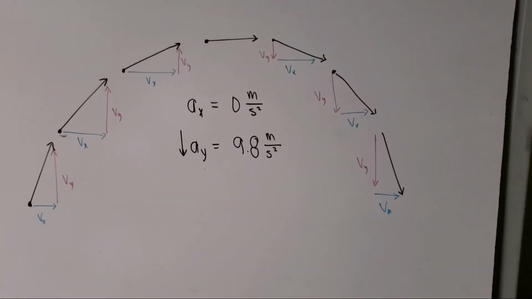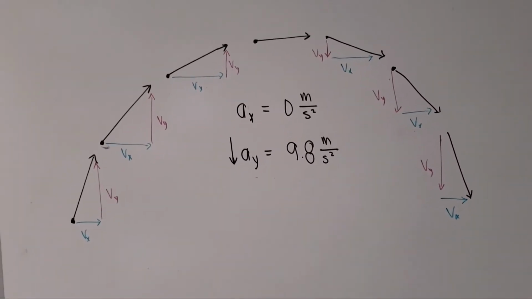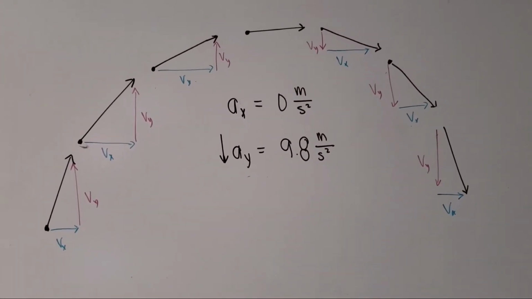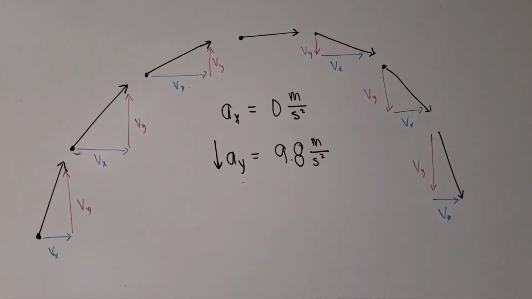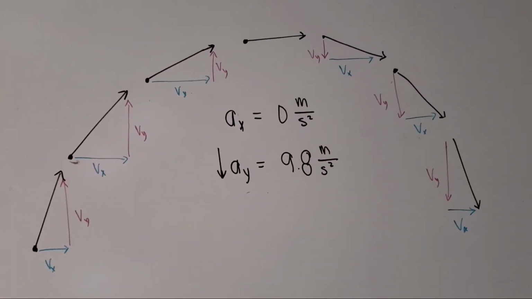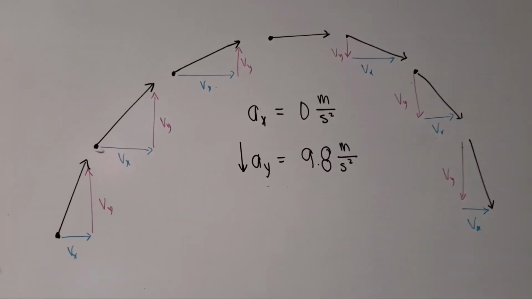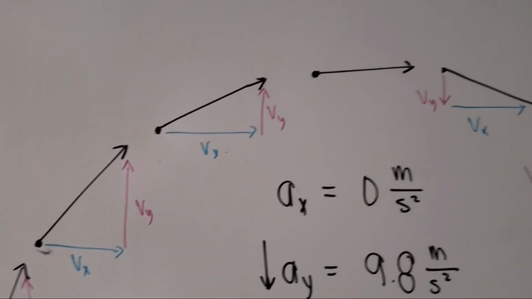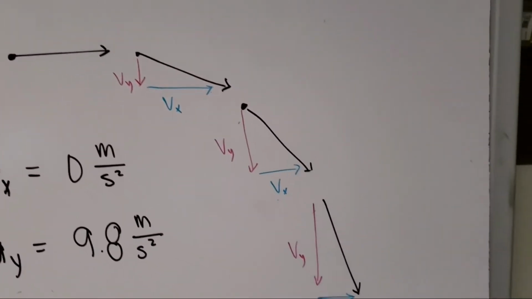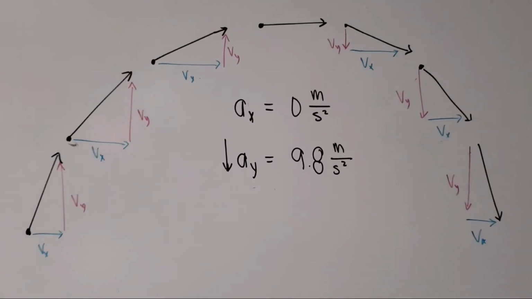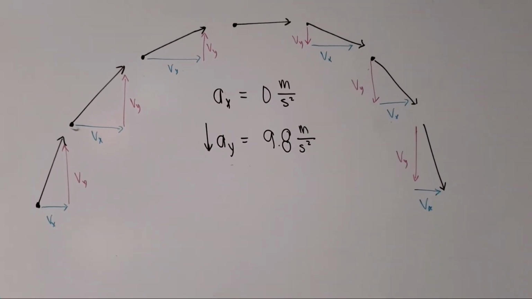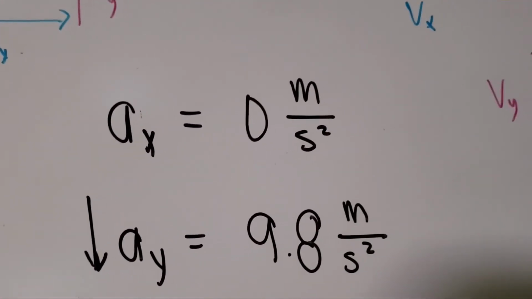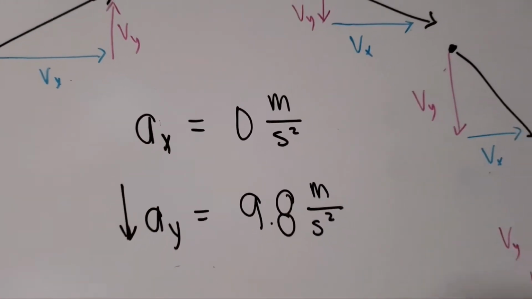Okay, so an important thing to get started on is that during parabolic motion, a sub x, the acceleration, is always going to be 0. That means that whatever speed this is thrown at in the x direction is going to remain constant throughout this entire path. So basically the horizontal velocity is going to remain constant, which is why I said right here that a sub x is 0 meters per second squared.